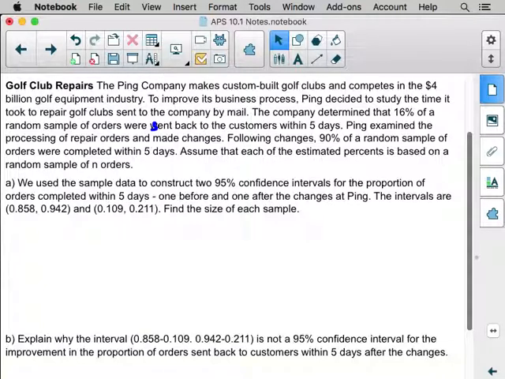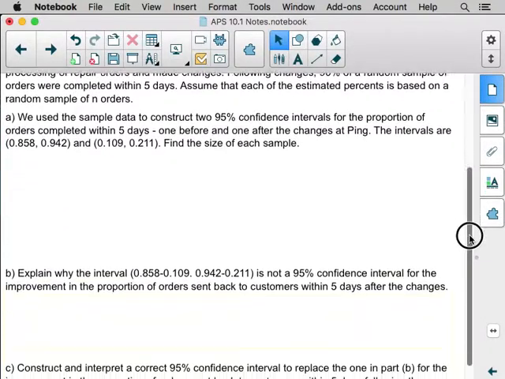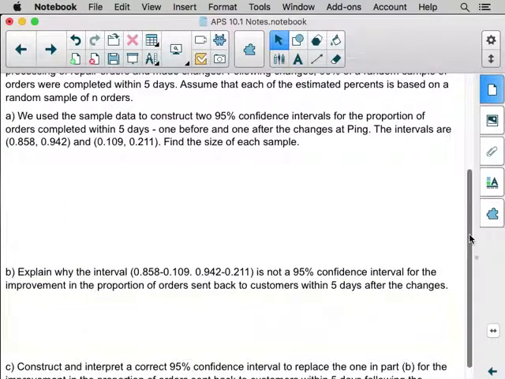Following changes, 90% of a random sample of orders were completed within 5 days. Assume that each of the estimated percents is based on a random sample of n orders. We used the sample data to construct two 95% confidence intervals for the proportion of orders completed within 5 days, one before and one after the changes at Ping. The intervals are this and this. Find the size of each sample.